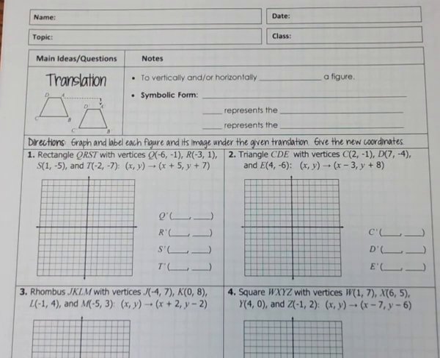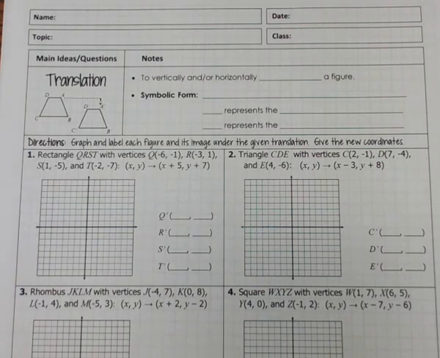Alrighty, today we are beginning our first day of our transformations unit. And the definition of a transformation is any change in an original shape, whether that be a rectangle, square, triangle, that changes the size, the position, or even the orientation of an image. The orientation means the way the shape is facing.